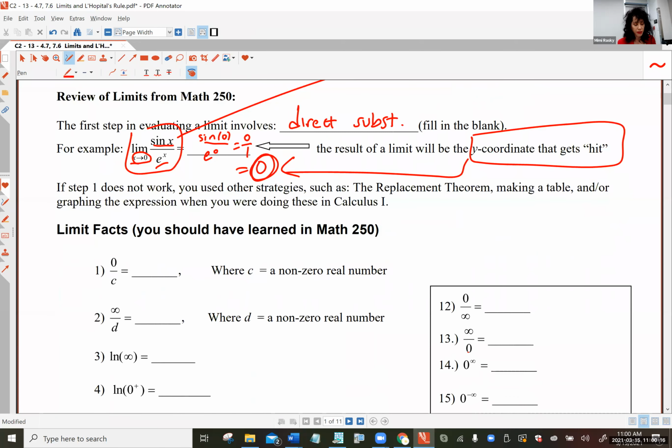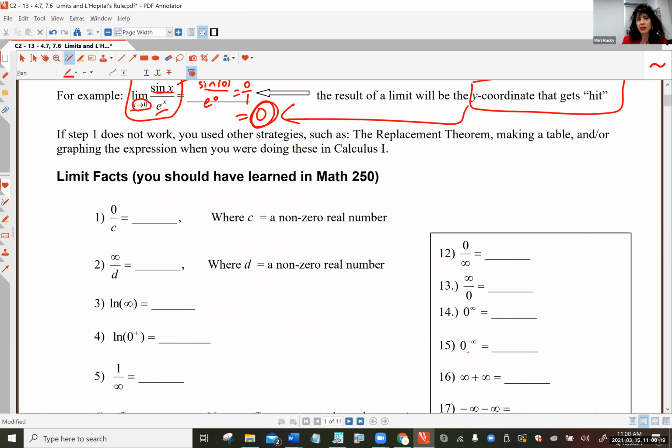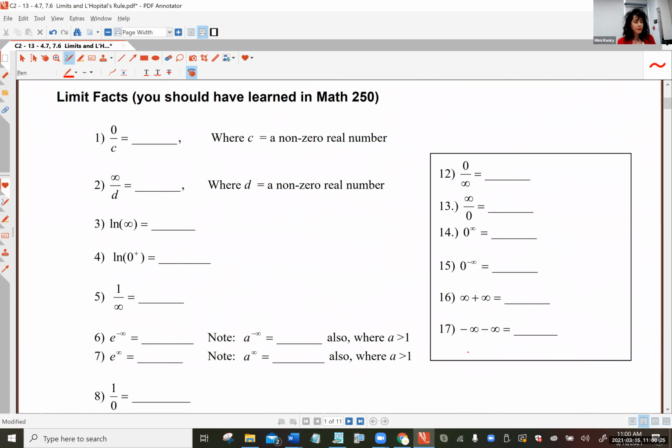Now let's look at some limit facts that you should have learned in Math 250. If you didn't, don't worry. I'm going to make sure you get them now. We can't move forward unless you memorize these. Suppose you got an answer after you did direct sub for a limit problem, and it was 0 divided by a constant c, where c is some constant like 2. So we just did a problem like that. What did we get 0 over 1 was equal to? Quick. 0. 0, thank you. Okay, we're done with number 1. Congratulations, that's one of your limit facts.